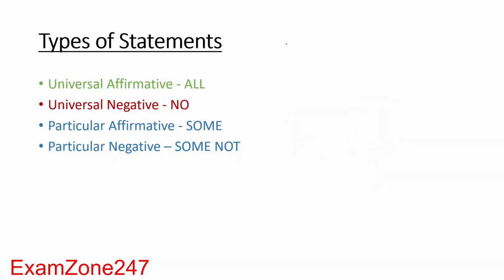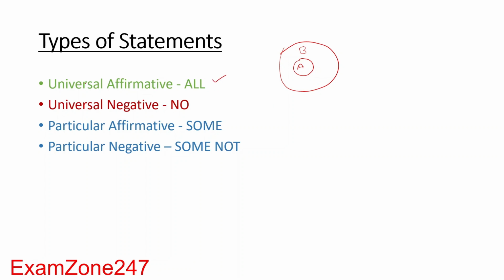First we will see the type of statements. First is universal affirmative, which is the all type of statements. You must have read in exams all A are B. So when it is given, this is the Venn diagram, all A are B, right? This is what you draw when you look at this type of statement.